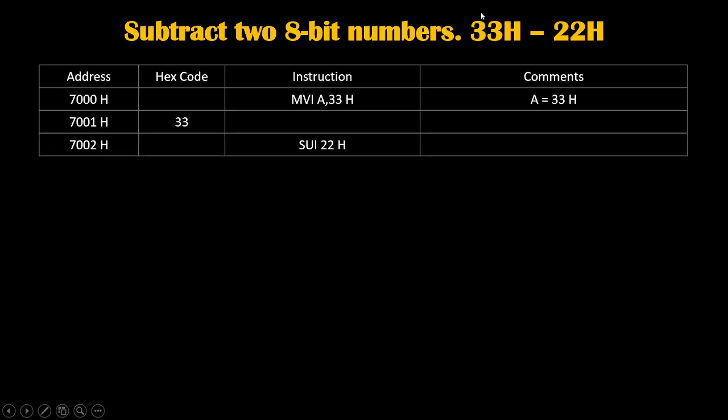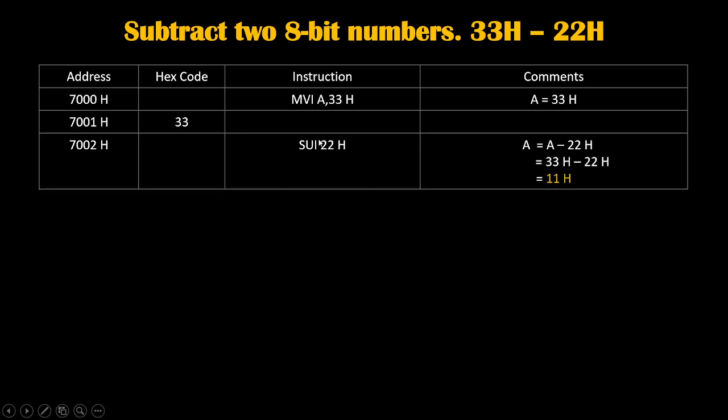Now let's perform subtraction by writing the instruction SUI 22H on address 7002. What will happen because of this instruction? This instruction will subtract immediate. SUI stands for subtract immediate. It will subtract 22 from the accumulator. So over here, A minus 22 will happen.